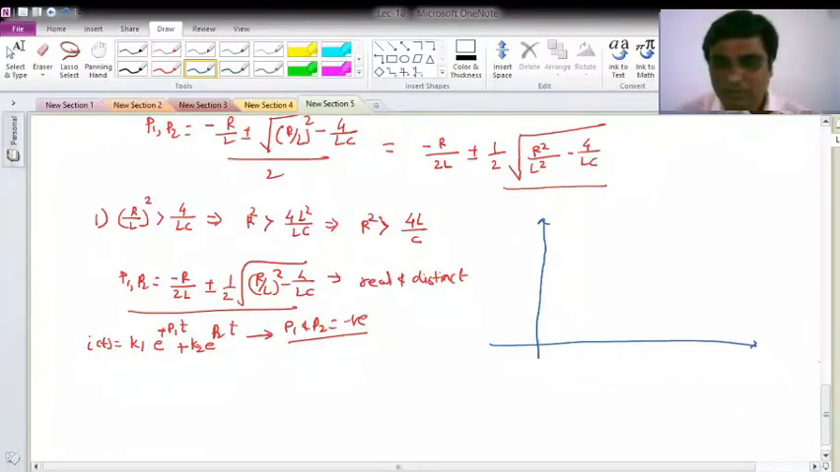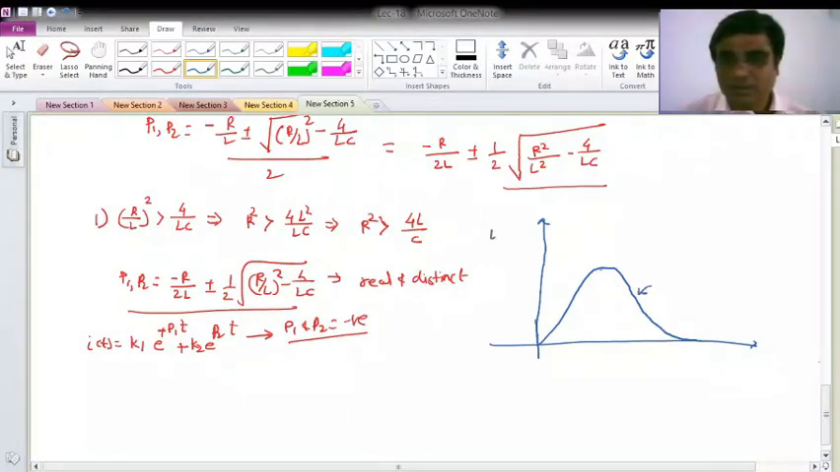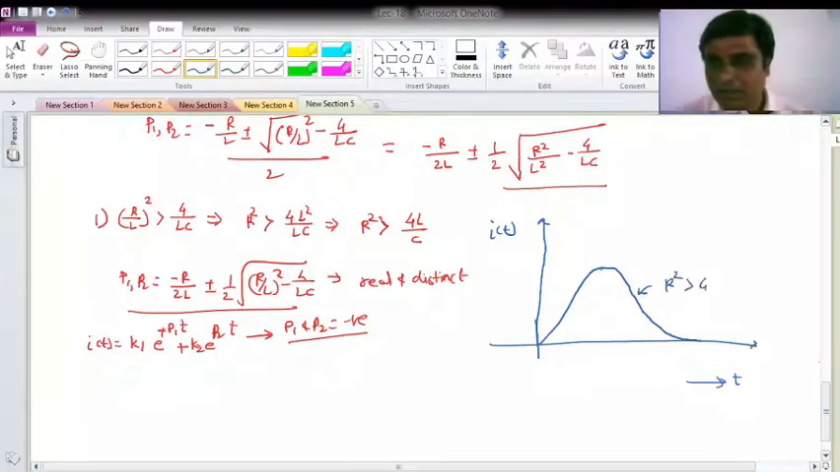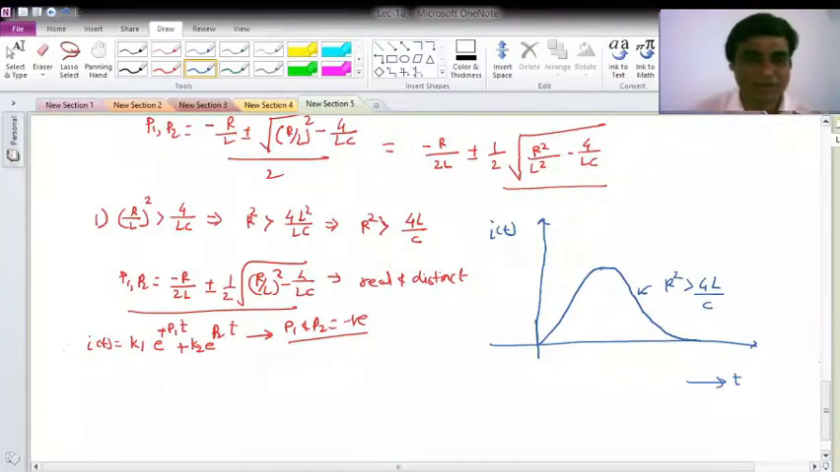So initially the current was 0, and as t tends to infinity, finally the current will also be 0. So this is the plot for the condition R square greater than 4L upon C. Okay, and it was called overdamped.